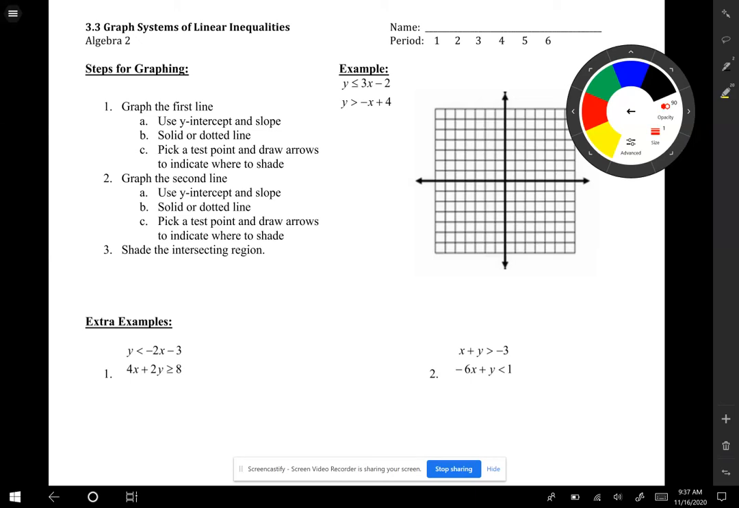Hello, Algebra 2 students. So last time we learned how to solve systems of equations using the graphing method, the substitution method, and the elimination method. Today we are going to learn how to graph systems of linear inequalities.